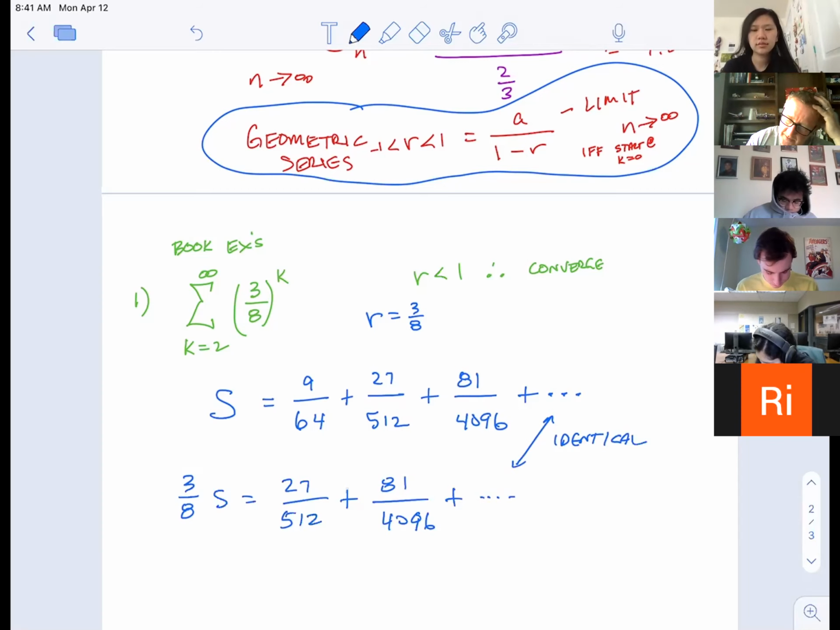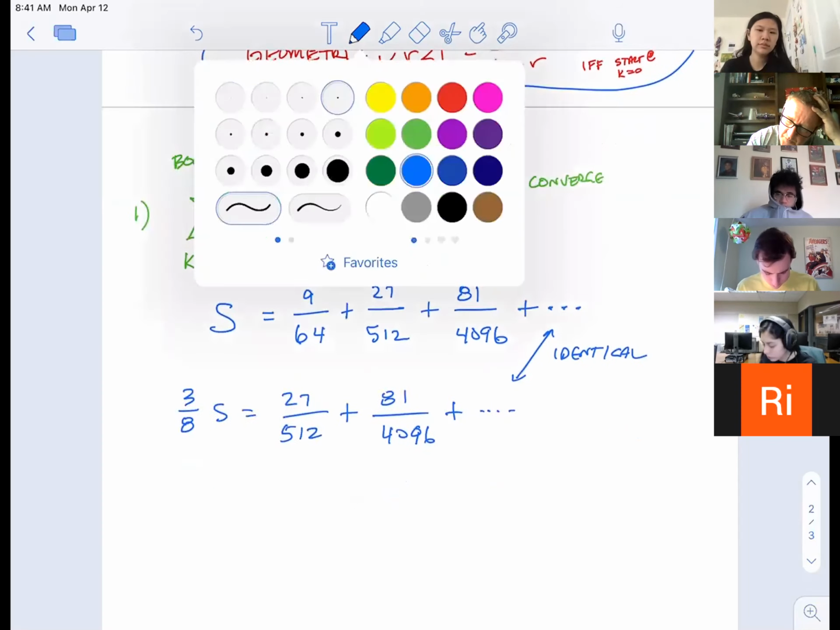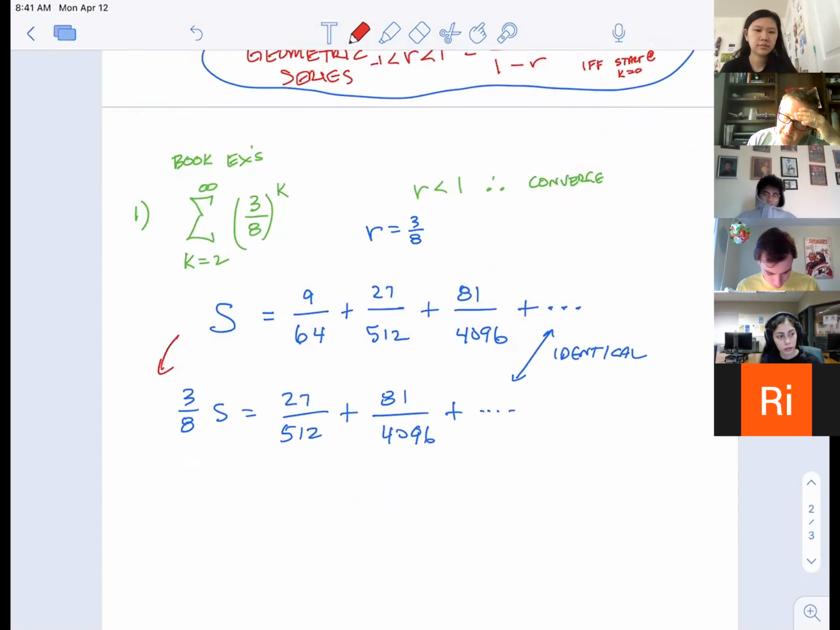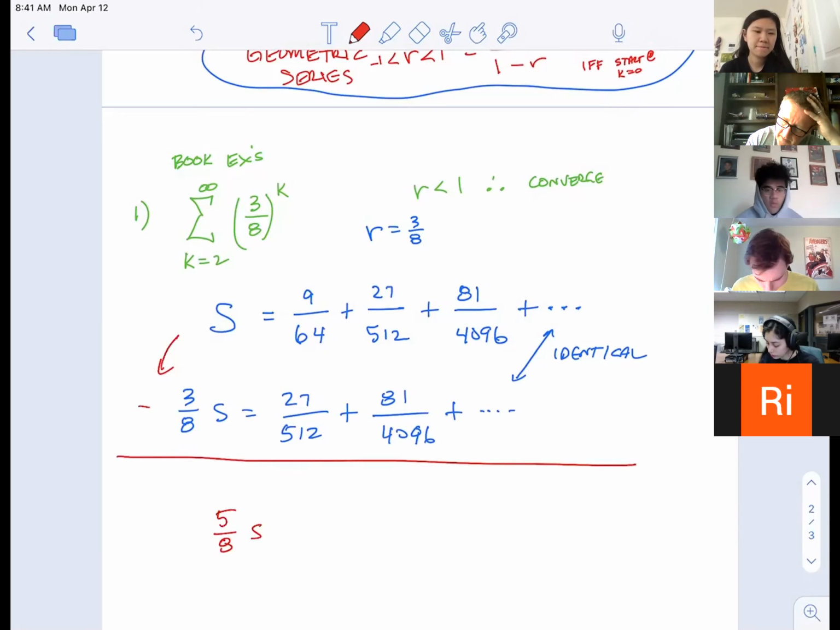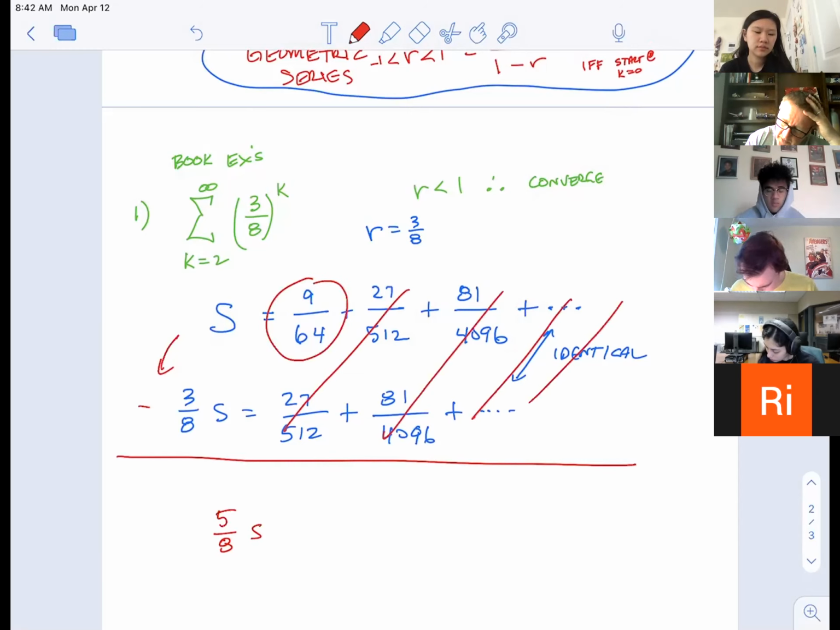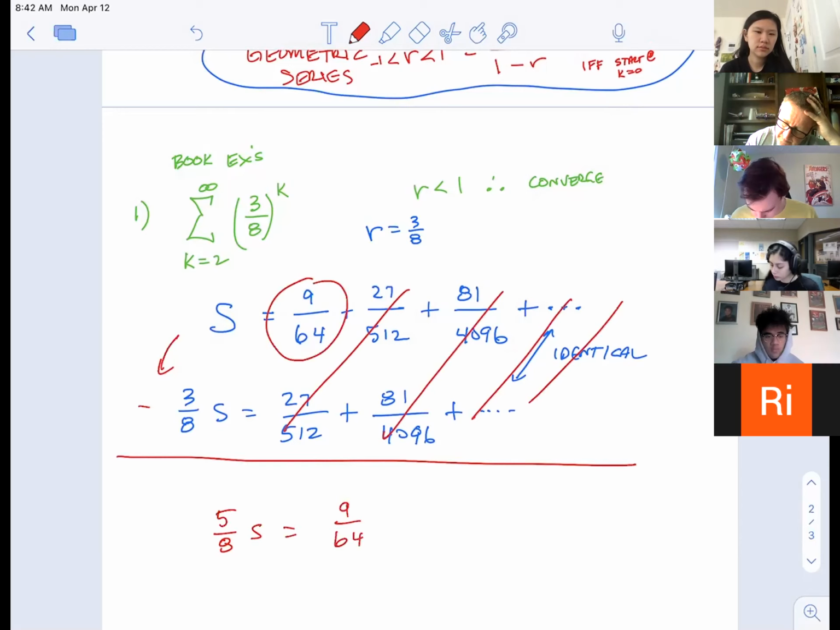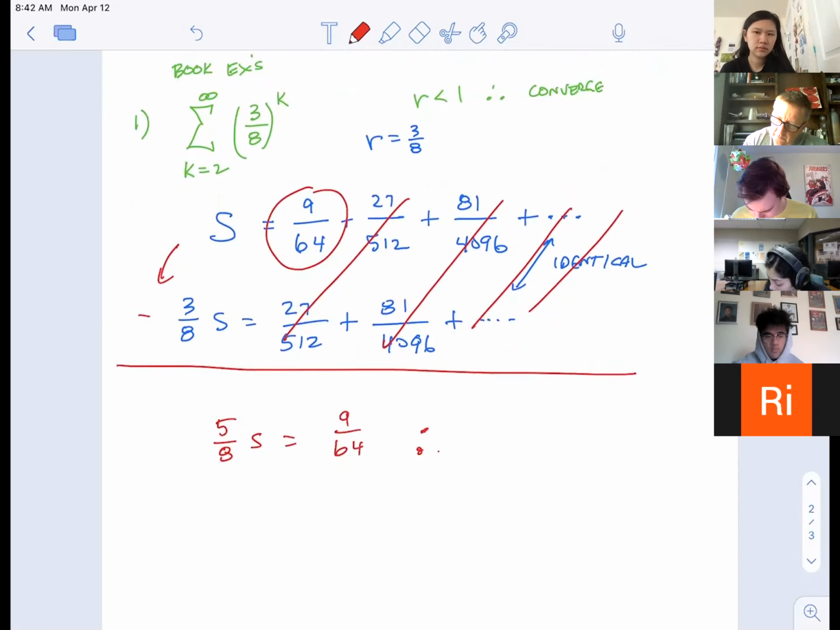So now when I subtract, notice what happens. The pattern that I showed you a second ago, what happens is 1 minus 3/8 is 5/8 when I subtract. And all these terms go away. What doesn't go away? Just that first term right there. That's the only term that doesn't go away. So you end up with, hence S equals 9 over 64 times, not 5/8, but 8/5.